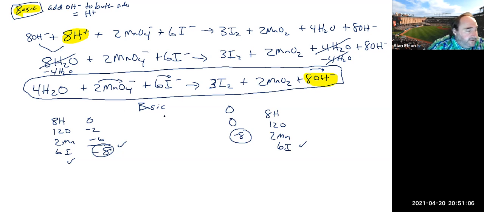Any questions on any of those steps or how to balance these redox reactions? It seems really crazy, but it is definitely doable. The key is to just make sure you take your time and copy things correctly. That's sometimes where people make some errors. Any questions on any of that?